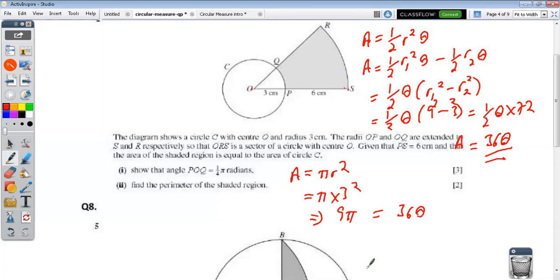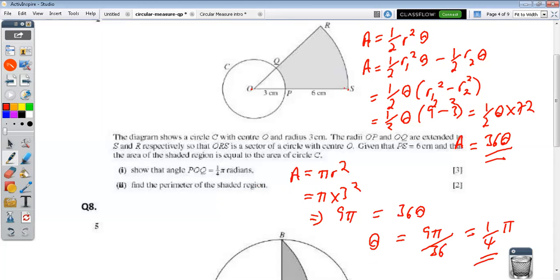And we want to find the angle, which is theta. So making theta the subject of the formula, theta is equal to 9 pi divided by 36. And 9 goes into 36, so we get 1 over 4 pi radians. So that's how we do that. Done.